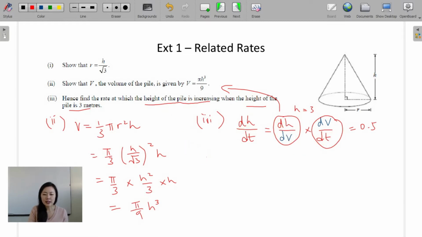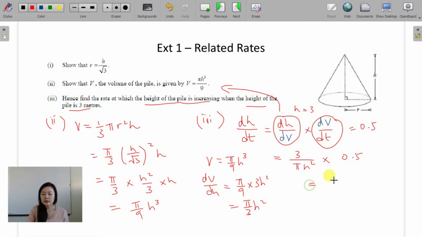All right, so we're going to take V is pi on 9 h cubed, dV dH, differentiate it, pi on 3 h squared. Okay, all right, so that means dH dV is the reciprocal, it's the flip of this guy here. So 3 on pi h squared times 0.5. All right, so then from here, we find the rate at h equals 3, so actually sub in 3. So that should be 1 on 6 pi.